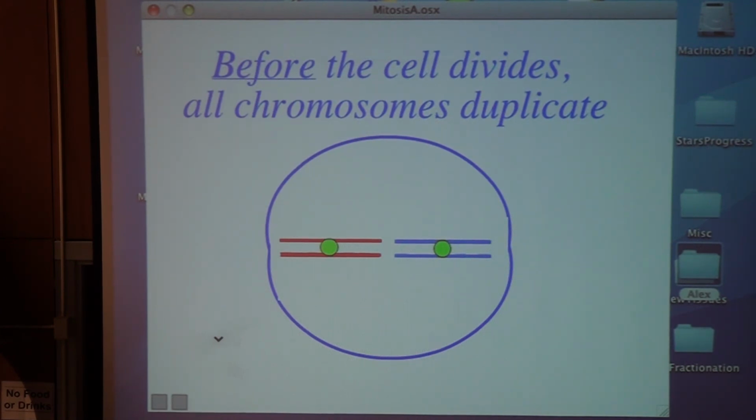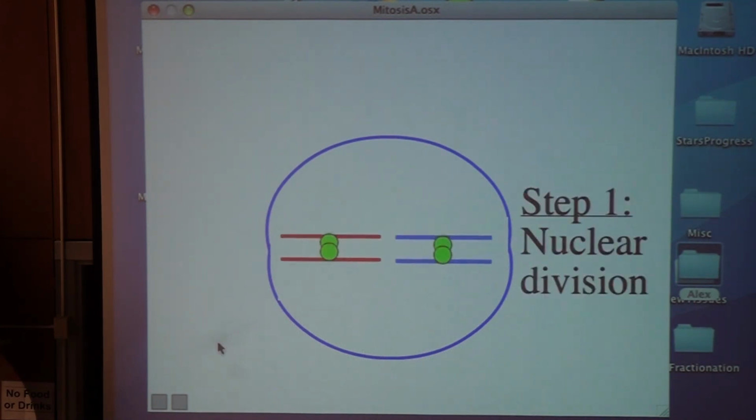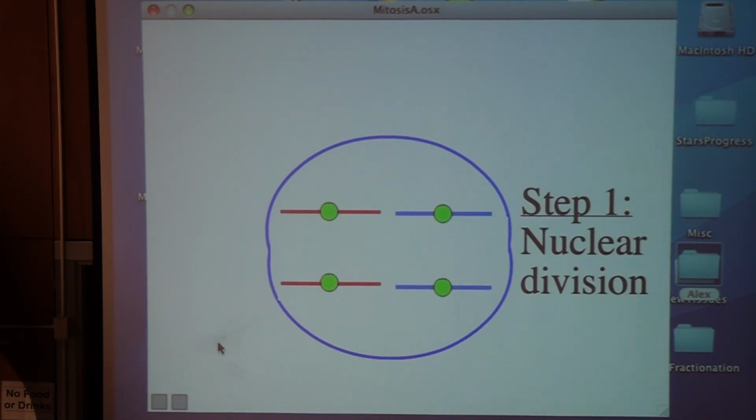Okay, now that the cell has duplicated its chromosomes, now it's ready for the first step of division, which is nuclear division. And so watch what happens. The centromeres split in nuclear division and move towards opposite poles of the cell. Now how many chromosomes? 4, right? Because when counting chromosomes, count the number of centromeres.